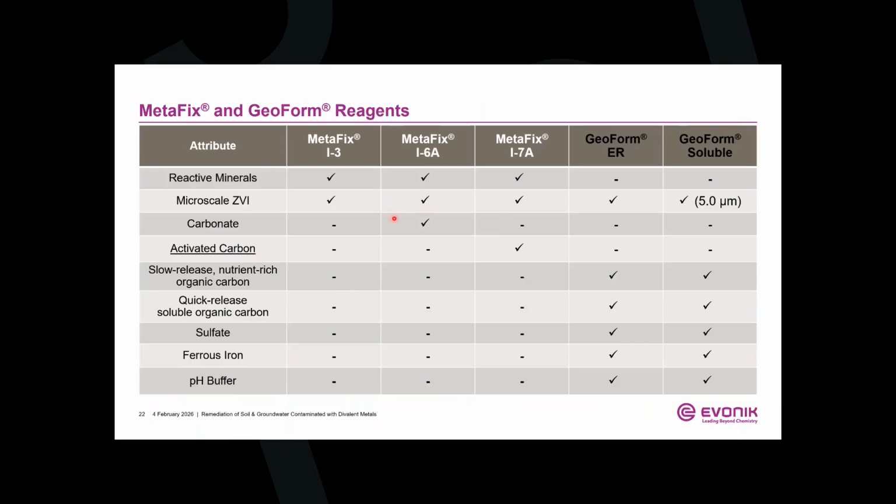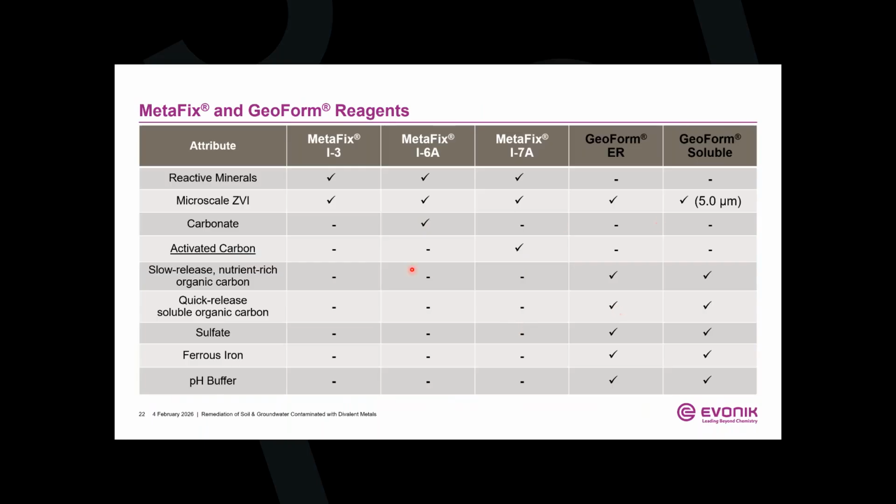One of the Metafix formulations adds to that basic blend a slowly soluble carbonate source to promote precipitation of those metals that like to precipitate as a carbonate. The other one contains activated carbon, I7A, in order to ensure removal of organometallic compounds like tetraethyl lead or methyl mercury, or even though we're not talking about arsenic today, there are a lot of organoarsenic compounds. So that's the reason we have the formulation Metafix I7A.